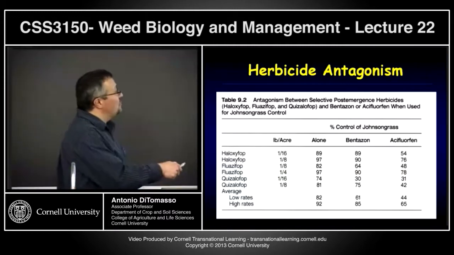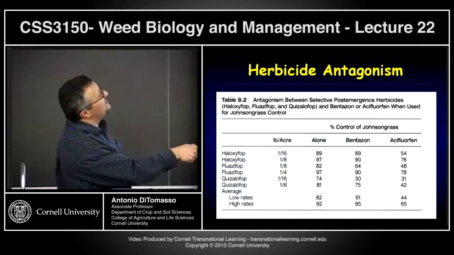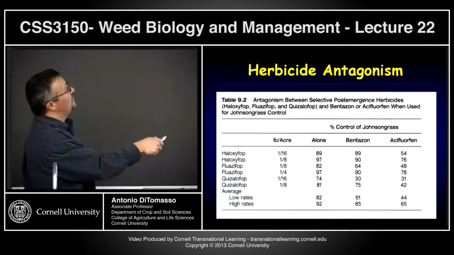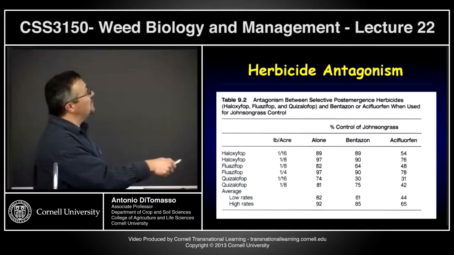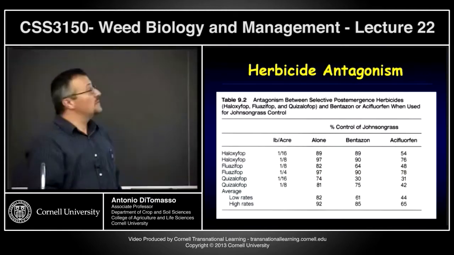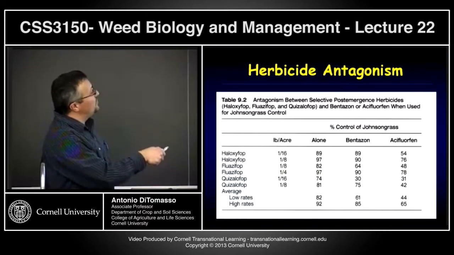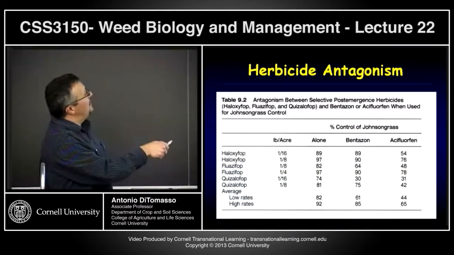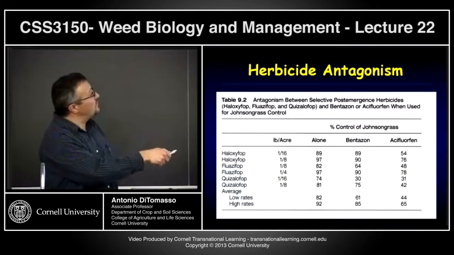And here's just showing you one of these FOPs, as we call it. Antagonism between a selective post-emergent herbicide, fluazifop, which is one that we are familiar with, and bentazone or aciflorfen. This is a diphenyl ether. So just want to show you what happens to control when you use this. Let's take fluazifop as an example, or haloxyfop. You use it alone, you get 89% control of Johnson grass.